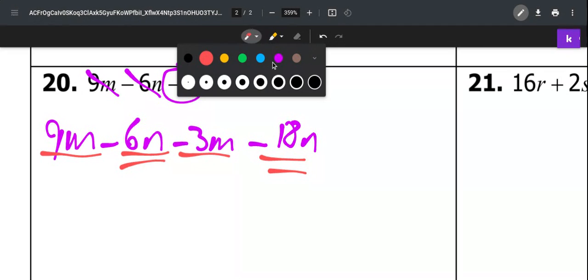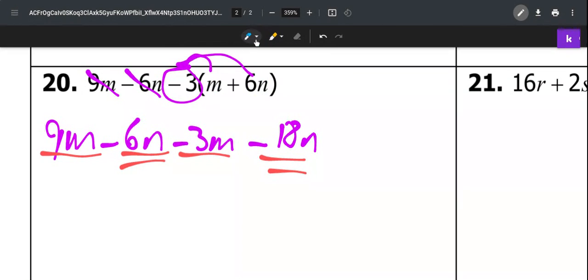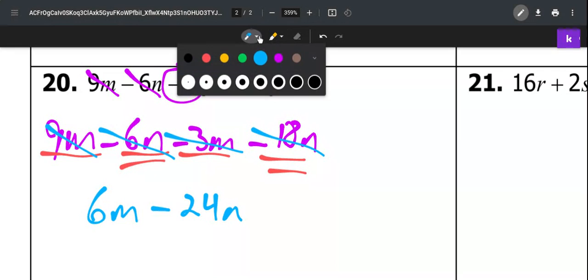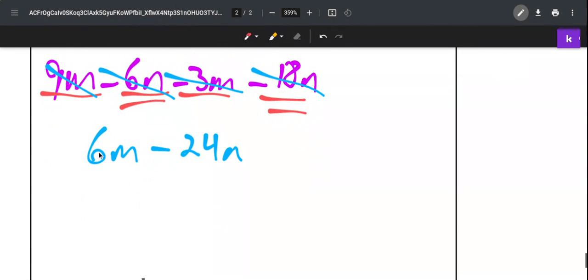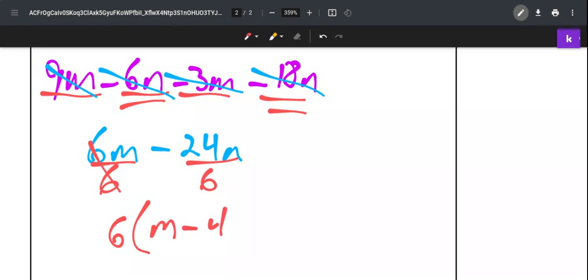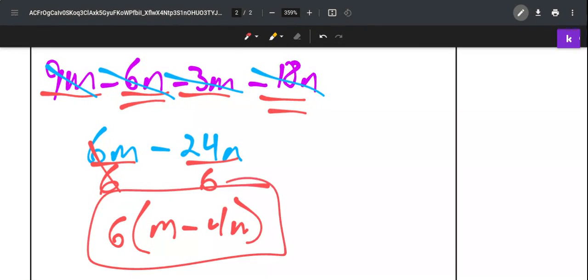All right. So now let's see. 9m minus 3m is 6m. Negative 6n minus 18n would stay negative, and it would be 24, I hope. Yeah, 24n. All right, now, finally, we have to factor this. So if we look at 6 and 24, both of these will divide by 6. So we can factor out 6, which means 6 goes on the outside. m minus 4n is left on the inside.